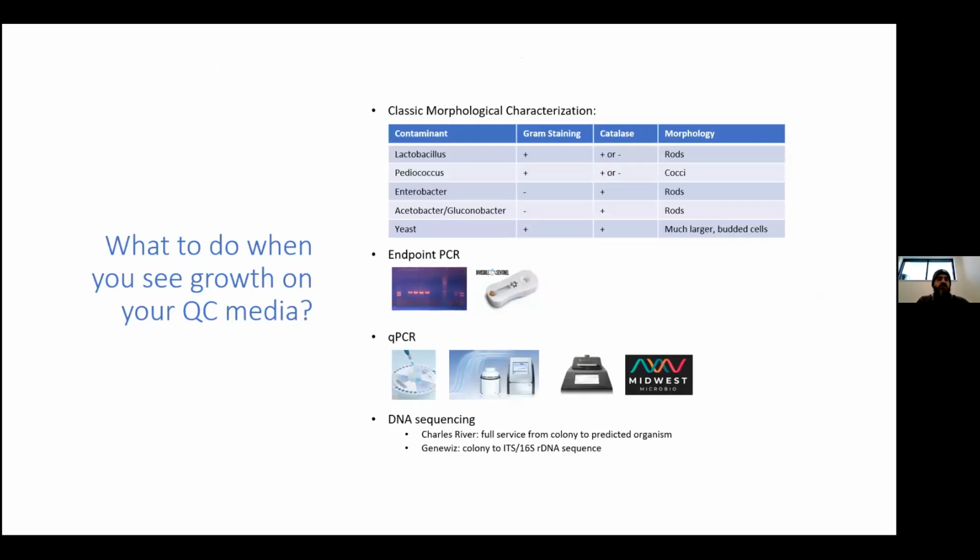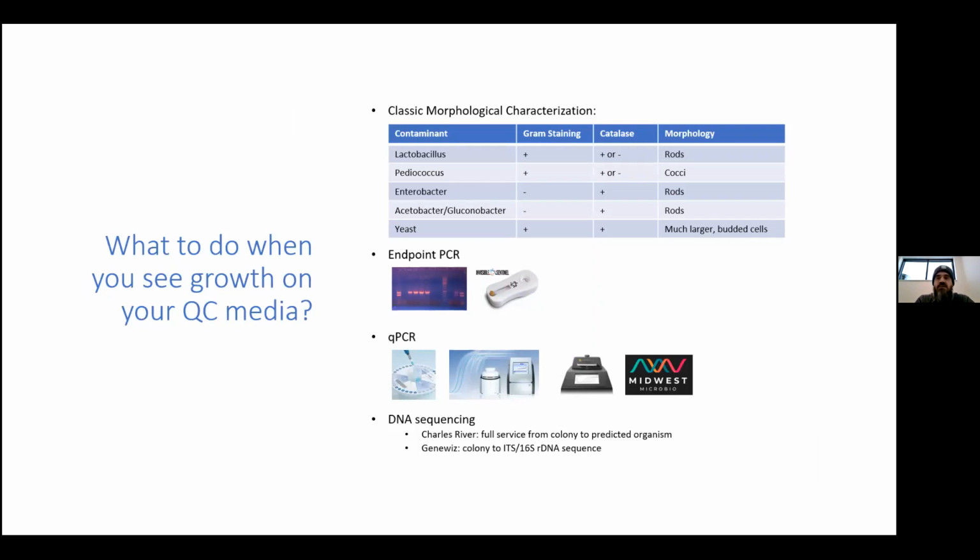So what do you do if you see growth on your media? Well, it depends on what media you're seeing growth on, as far as how much to worry. But you might want to then go from there to do more determinations to figure out what it is you actually have, to see if there's something you need to worry about. So you can do classic morphological characterization, for example, Gram staining or catalase staining, or just plain morphology. What do they look like under the microscope?